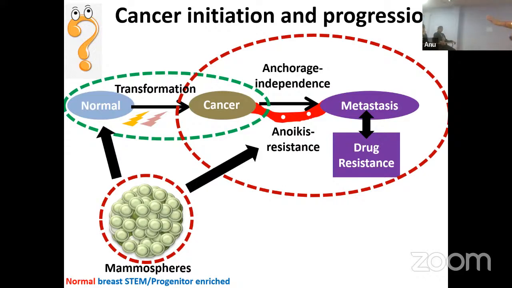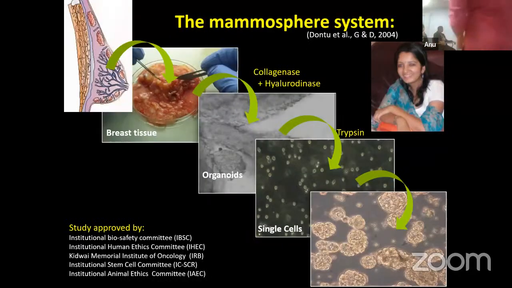So let's see what these mammospheres are. How do we make them in the laboratory? How do we even get them? It comes from the breast tissue of a woman. There are many girls sitting here. I want normal breast tissue. How many of you want to be volunteers?